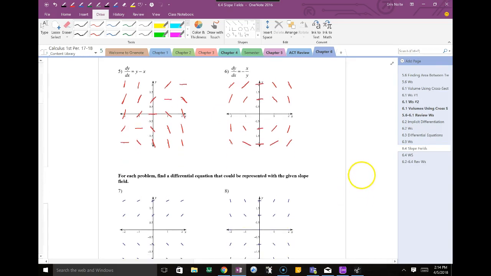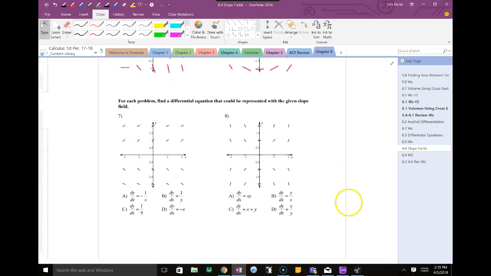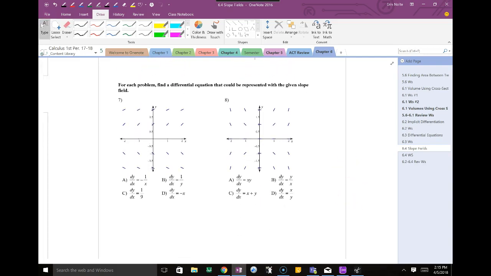Okay, so now the second half of this lesson is going the other way. They're going to give you the slope field, and you have to decide what the potential equation would be. So for question number 7, if you were just going to pick a spot and follow the flow, which function do you think it would create?